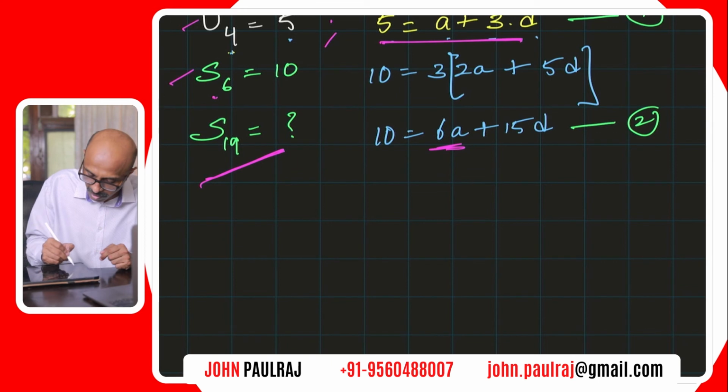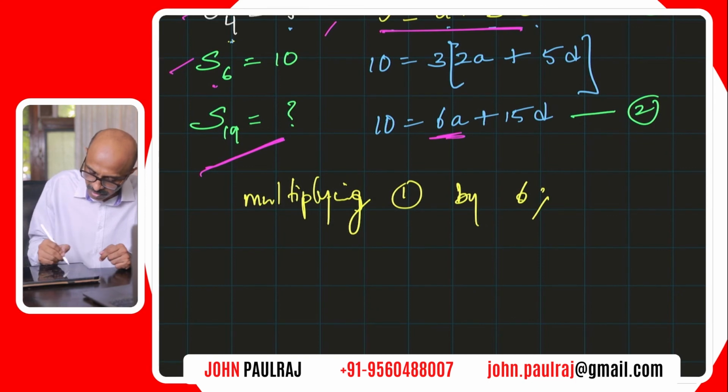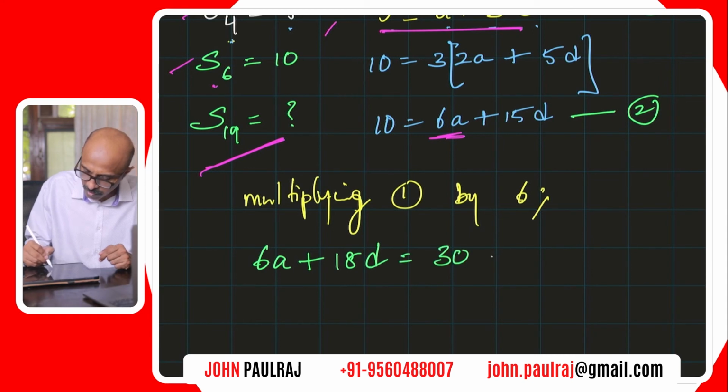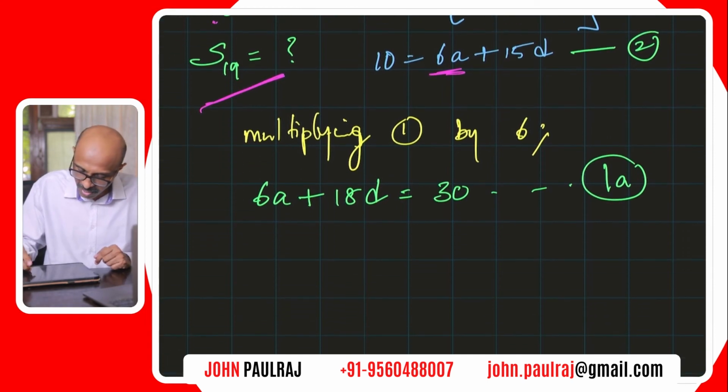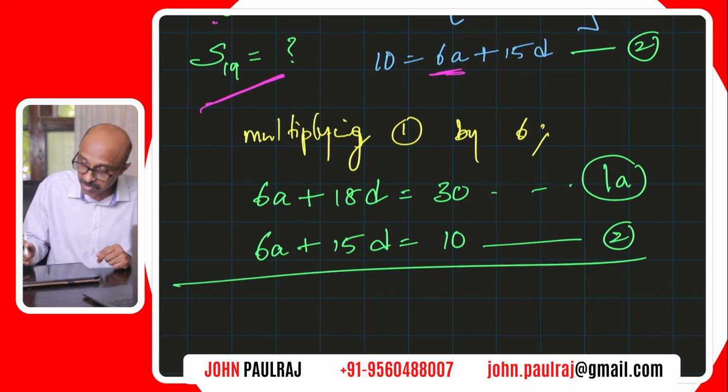What I'll do is multiply equation 1 by 6. All right, and what are we going to get? So we'd get 6a plus 6 times 3 is 18d. 6 times 5 is 30. I'm going to call this equation 1a, because it's just equation 1 multiplied by 6. And equation 2 is 6a plus 15d is equal to 10. That's my equation 2.